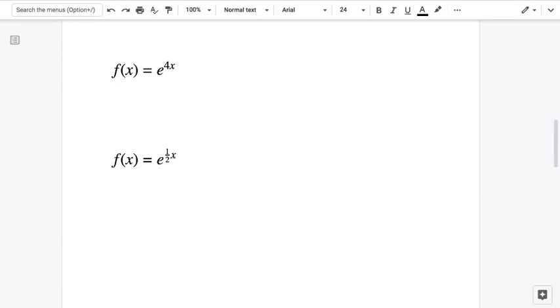For e to the x, this is sort of jumping ahead to some reverse chain rule stuff, but it's going to get you in a good place. So quick recall, if I take the derivative of e to the x, it's self-derivative, which means the antiderivative of e to the x will be e to the x as well.